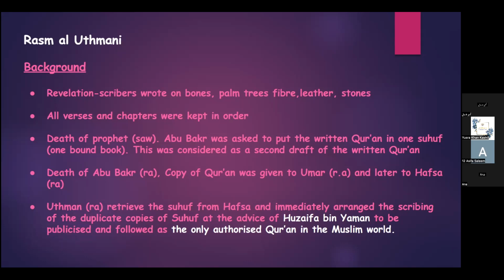Now, this copy was kept with Abu Bakr radiyallahu ta'ala anhu during his time, and after he passed away, the same copy was given to Umar radiyallahu ta'ala anhu because he was the second caliph. And after his death, the same copy went under the care of Hafsa radiyallahu ta'ala anha. She was the daughter of Umar radiyallahu ta'ala anhu, and also the wife of the Prophet Muhammad sallallahu alayhi wasallam. So the same copy, which was compiled under the supervision of Abu Bakr, came under the care and possession of Hafsa radiyallahu ta'ala anha.